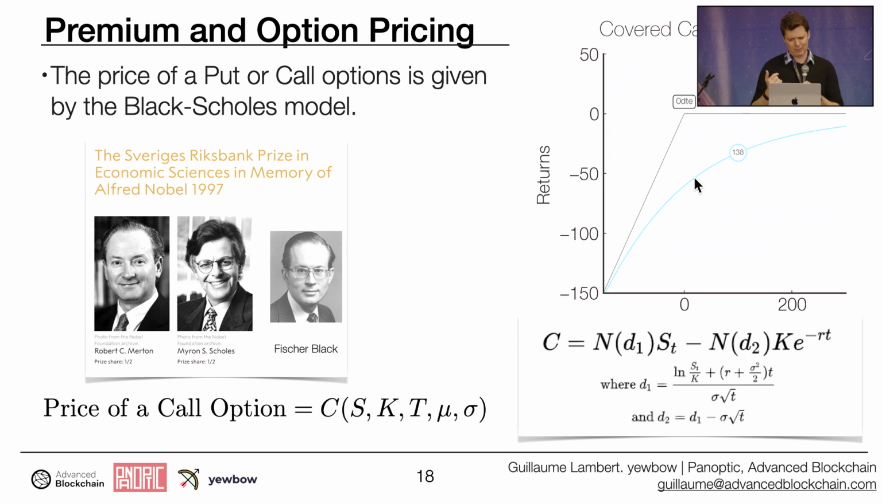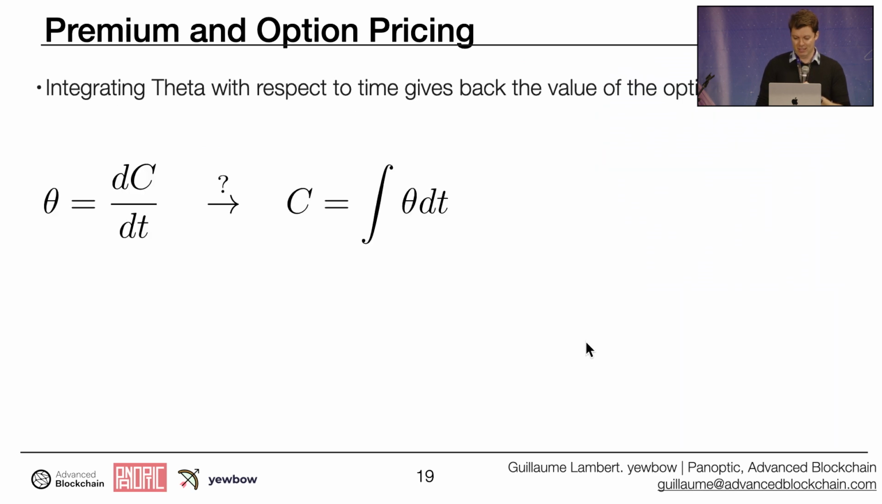It's a fairly complex expression. You have logs and exponentials, but overall, it's something you can write down. You can analyze it. It's not a black box. It's actually very easy to process. So what we do is, if we find theta as the time derivative of the cost of an option, can we recover the cost by integrating theta dt? This is the fundamental theorem of calculus: if dx/dt equals f, then you can find x as the integral of f dt. So this is what happens here.